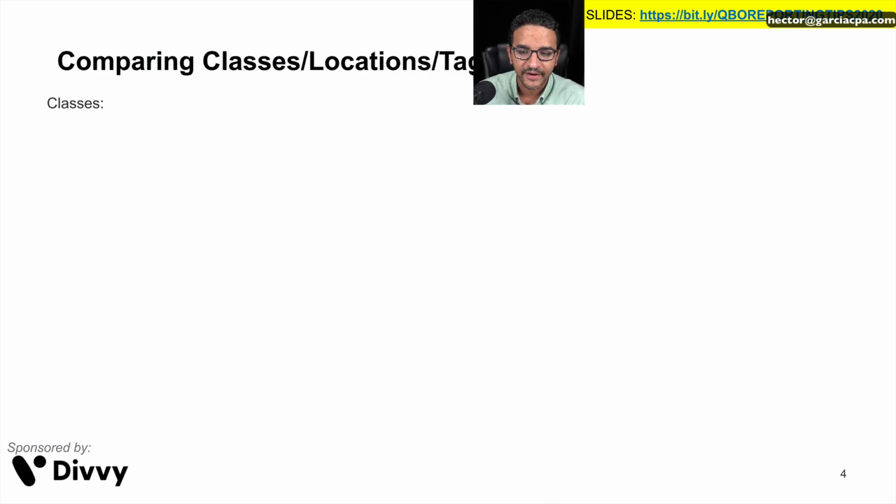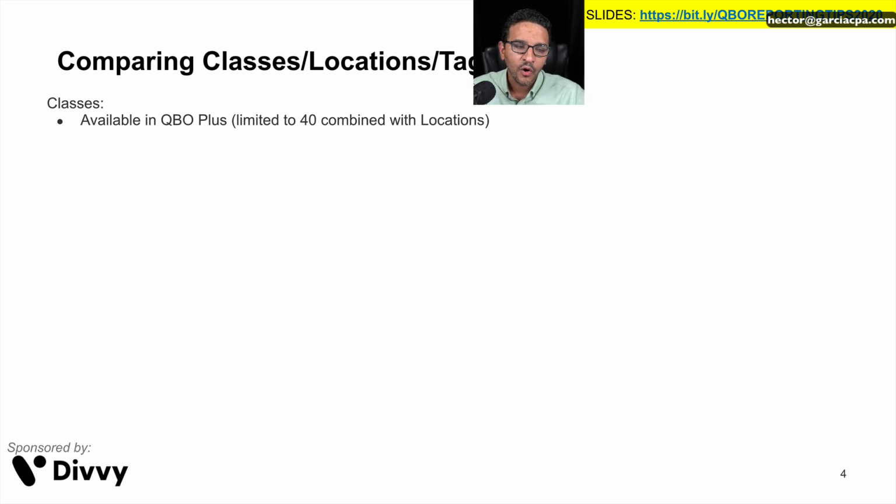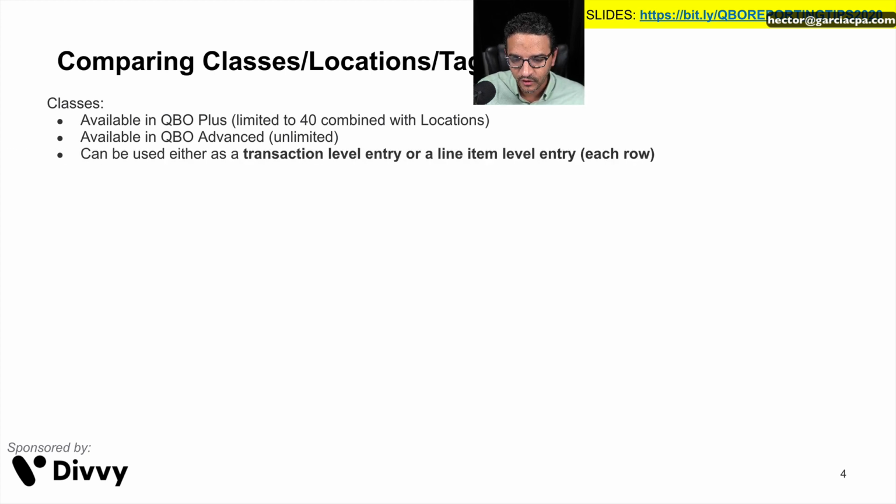So let's start by comparing classes, locations, and tags. Classes are going to be available only in QuickBooks Online Plus or QuickBooks Online Advanced. If you're working on QuickBooks Online Plus, you're going to be limited to 40 classes in total, assuming you have no locations. If you have classes and locations and you're working with QuickBooks Online Plus, there's going to be a limit of 40 active classes and locations combined. If you upgrade to QuickBooks Online Advanced, there's no limit to classes or locations.